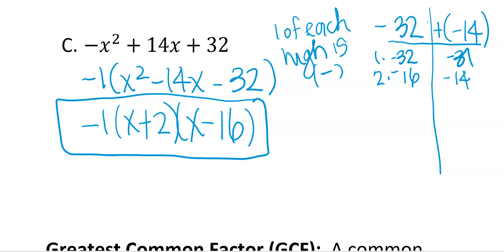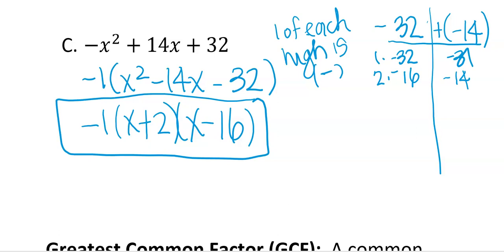So we need a -32 that adds up to a -14. A negative number is found by taking a positive times a negative. This time your highest number is going to be negative because the middle one has to be negative. So I said high is negative, kind of off to the side. Then I looked at my factors. I did 1 and 32. The highest one has to be negative, so that would add up to -31.